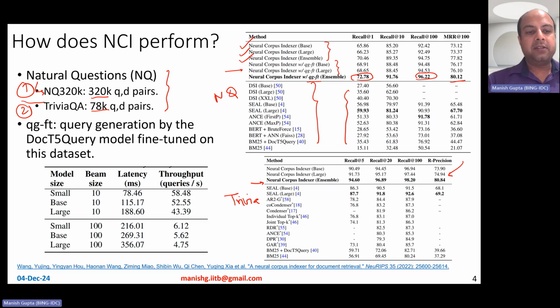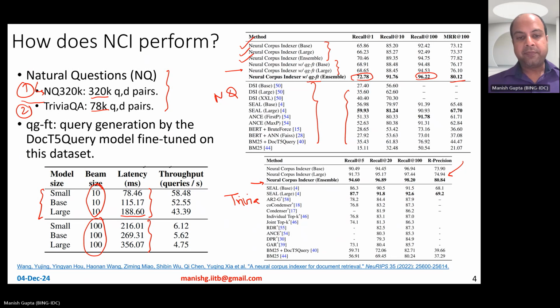Well, small, base, large. They basically train three different sizes of NCI models using T5. And you can observe with a beam size of 10, the latency is in a few hundreds of milliseconds with the large model. With the beam size 100, the latency is even more, right? Of course, larger beam size would lead to better results. However, the latency increases significantly as well.